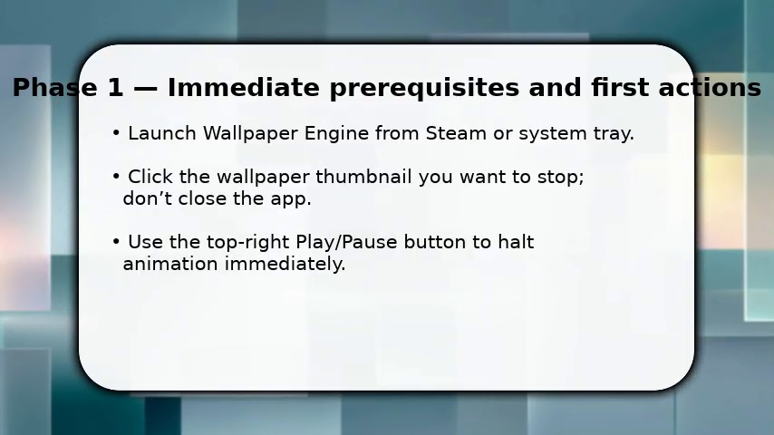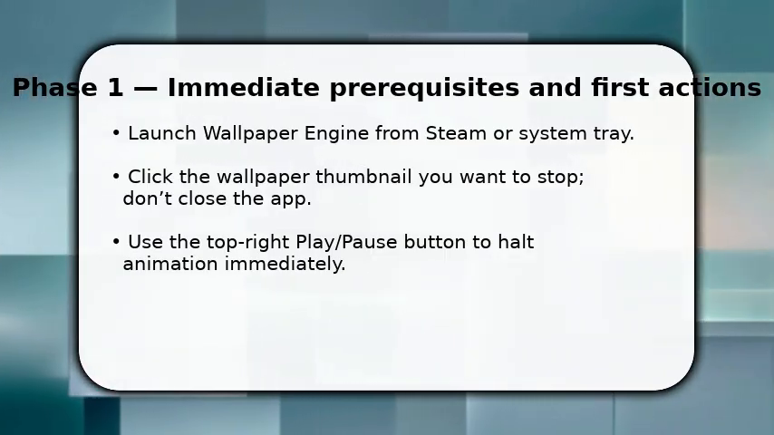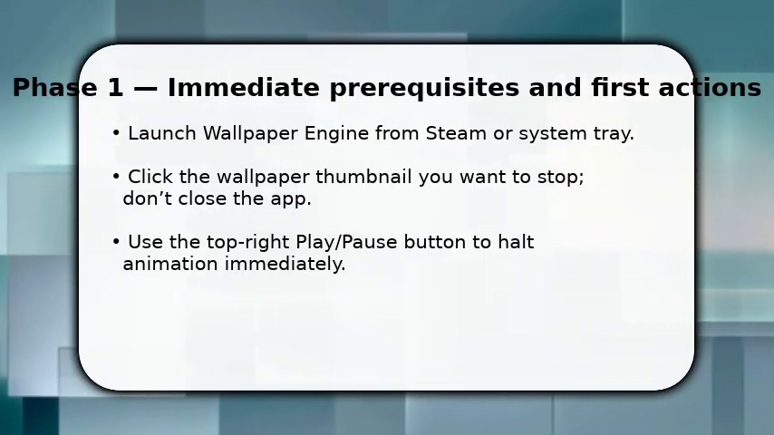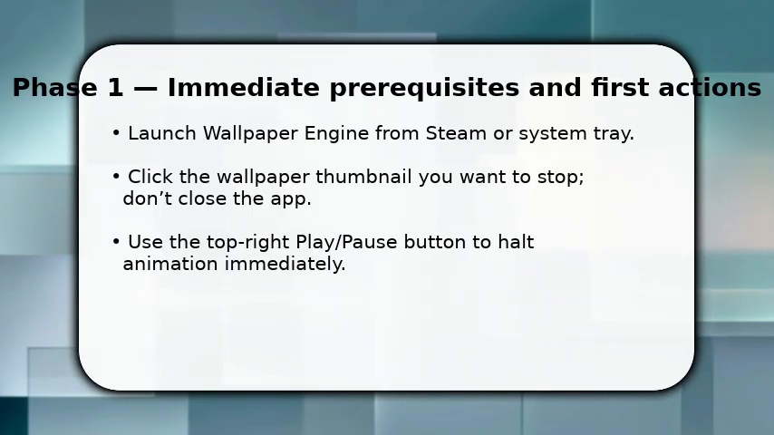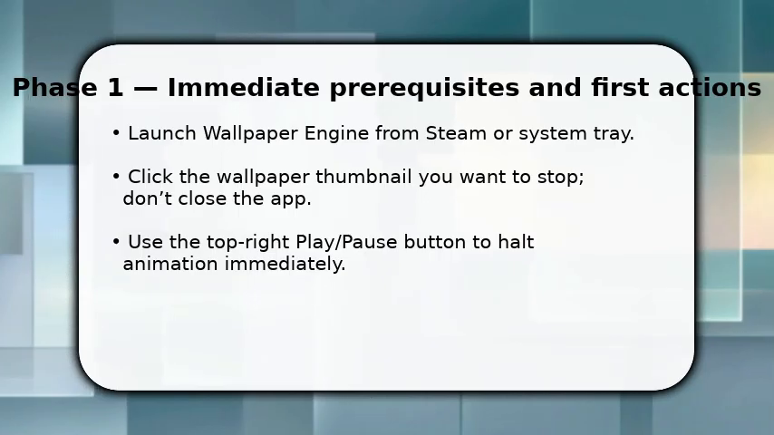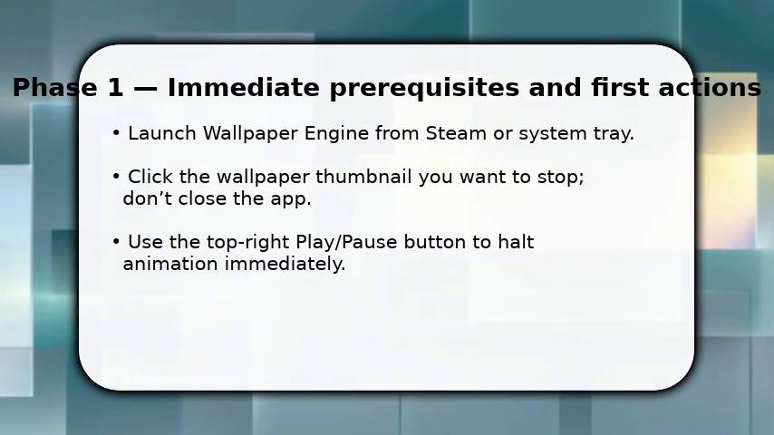You've launched Wallpaper Engine, so start by selecting the exact wallpaper you want to stop. Once selected, use the visible play/pause control at the top right of the preview. This immediately halts the animation so you can inspect settings. Make sure you're in the main app window, not the editor, because pause there affects playback globally.